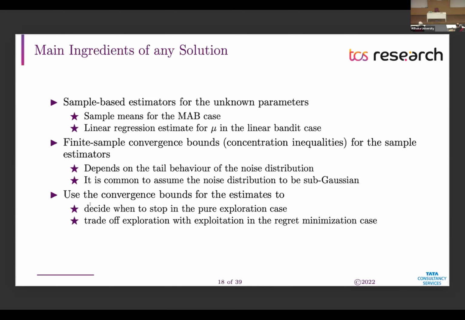So the main ingredients for any solution in either setting essentially is you come up with sample-based estimators for the unknown parameters. So in a finite-arm multi-armed bandit setting, the unknown parameters are the mean rewards of the arms, right? So you use sample means for those. Yesterday, Professor Siddharth was explaining the UCB algorithm, right? So you use sample means as the estimators for those parameters. In the linear bandit case, you actually use linear regression to estimate the unknown parameter vector mu, right? And so one ingredient is some sample-based estimators for the unknown parameters.